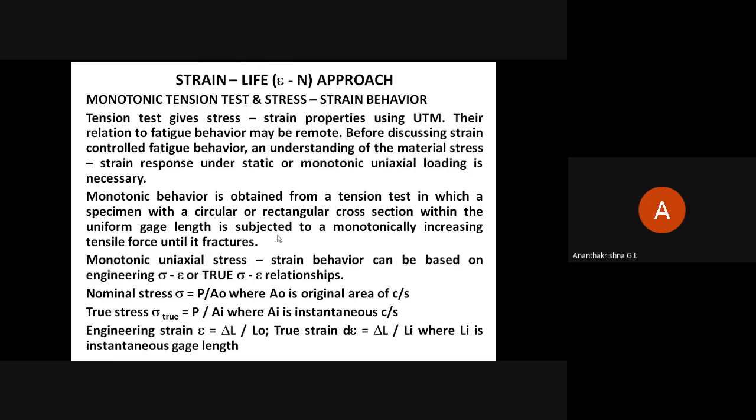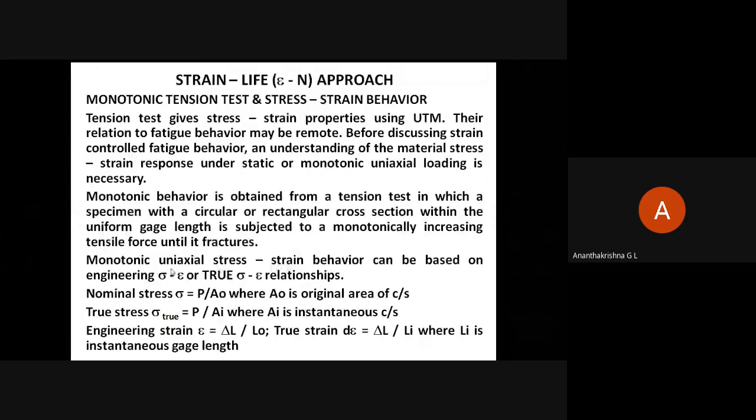Correct? So we get stress and strain, and then we plot stress versus strain, and we are going to get the stress strain curve. Correct? Do you agree with me? Yes, sir. Okay. So monotonic is nothing but in a single direction. That's all. Single direction monotonically. So in monotonic uniaxial stress, in UTM we know it is in only one direction. Correct?